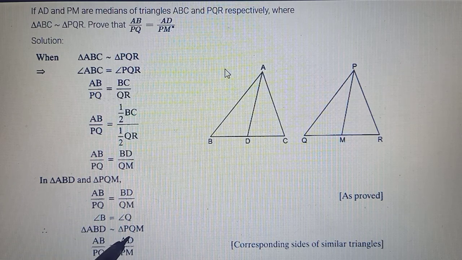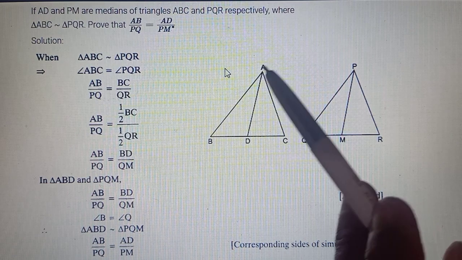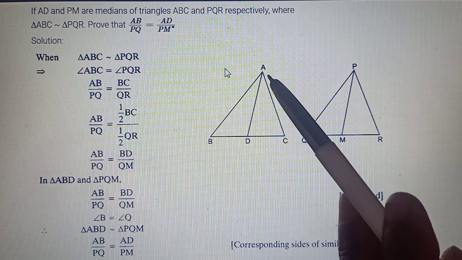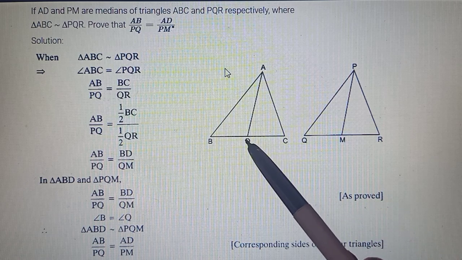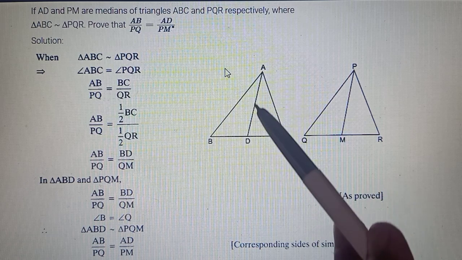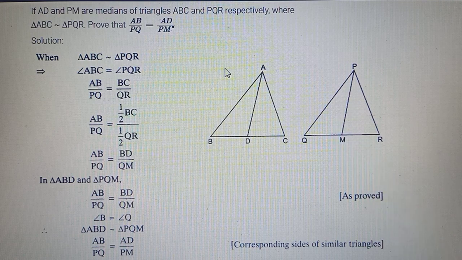So the smaller two triangles are also similar by SAS, and if these two triangles are similar, their remaining sides will also be in proportion. So your AB upon PQ will also become proportional to the median of the big triangle, or the third side of this triangle, that is AD upon PM. Okay.